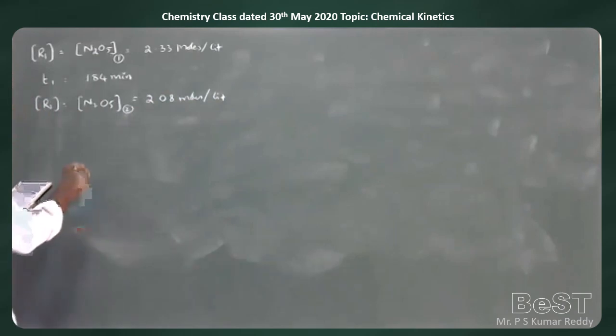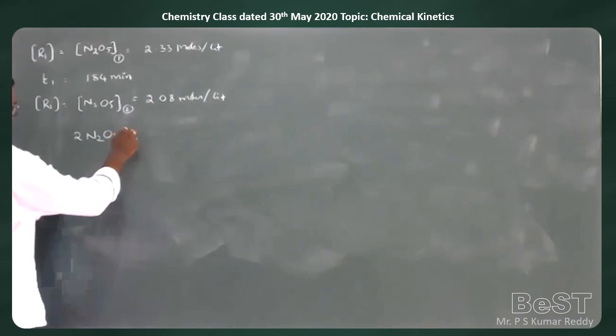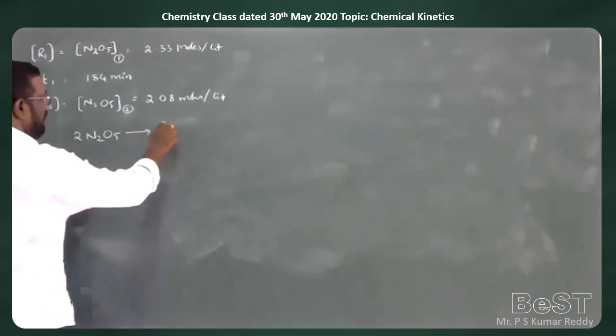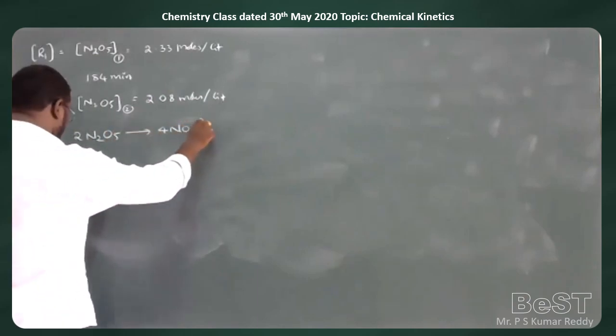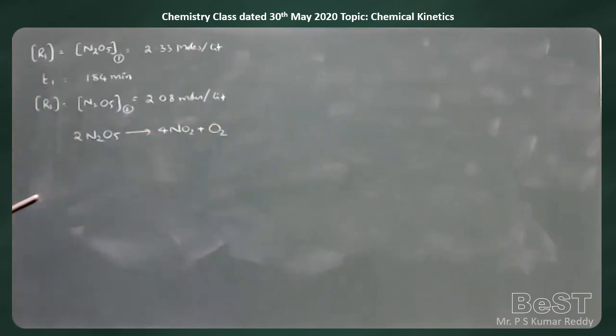And they had given the equation 2N2O5 gives rise to 4NO2 plus O2. This is the equation given. And they are asking us to calculate the average rate of the reaction in terms of minutes, hours, and seconds.